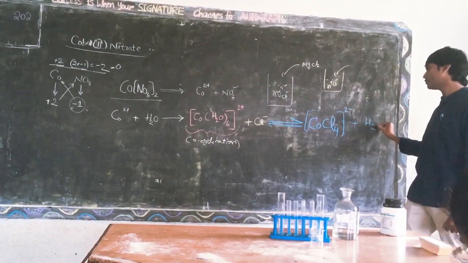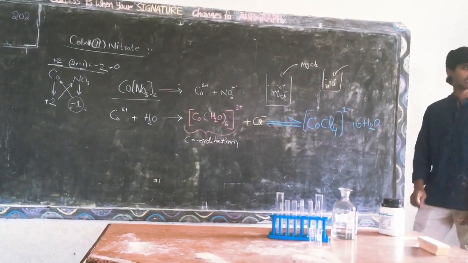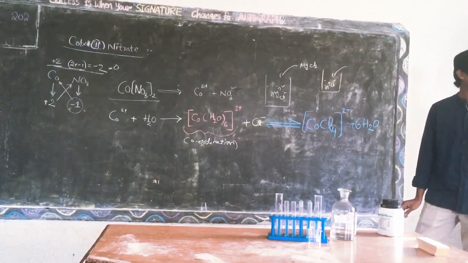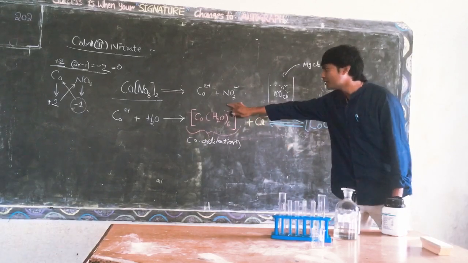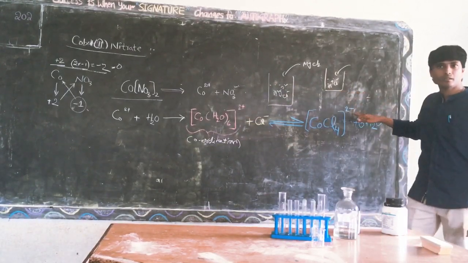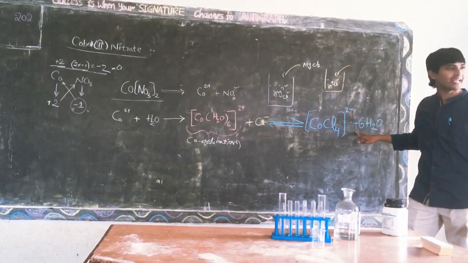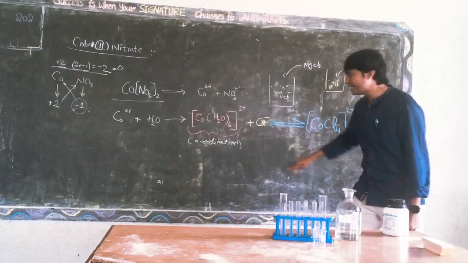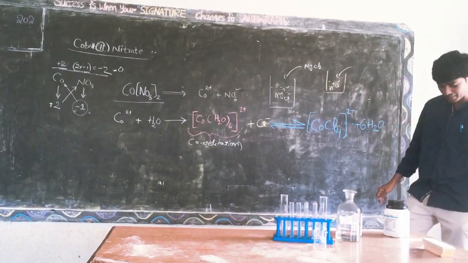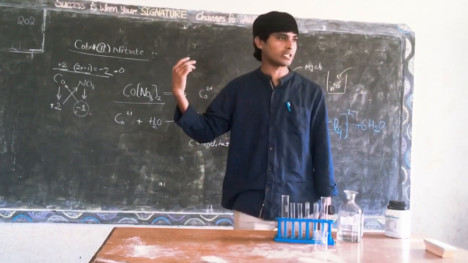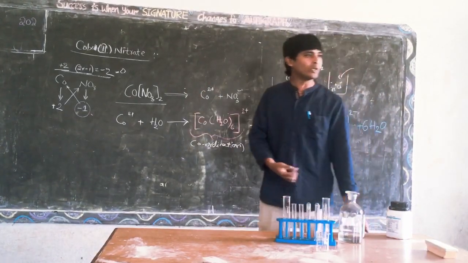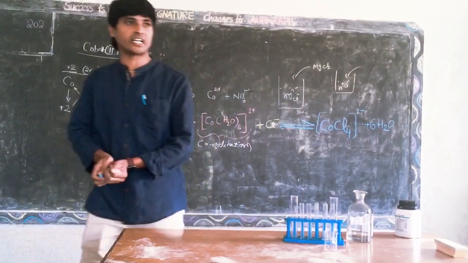What will you have? Water. How many waters? 6 waters. This reaction is an equilibrium. That means you can't convert it 100% in the forward direction, and you can't convert it 100% in the backward direction. But you can take it to the maximum, like 90% or 80% conversion, by making some changes to the concentrations.